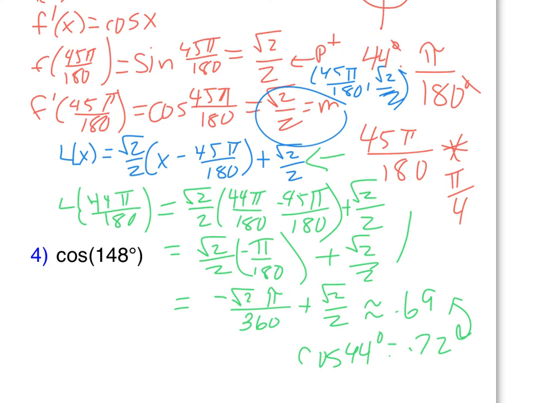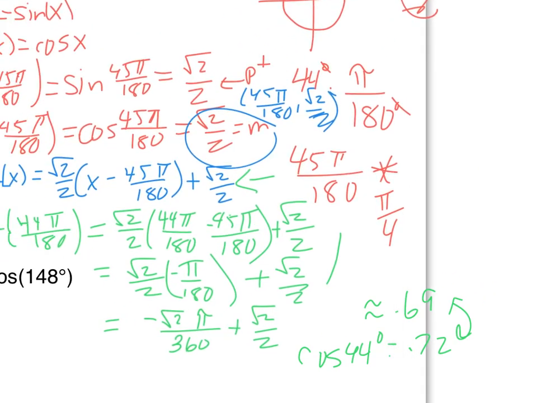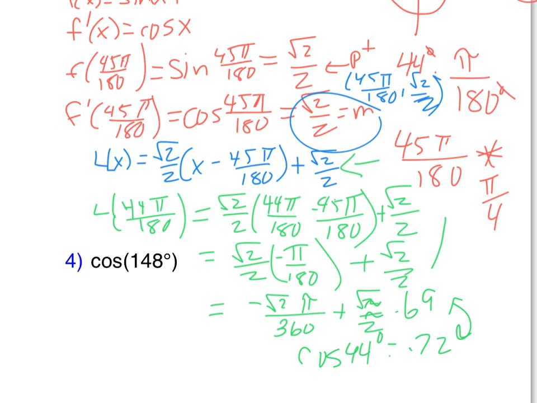I'd like you to try the rest of the paper. Just remember, you have to convert the degrees to radians. I highly suggest you leave them as a fraction over 180 so it's easy to subtract when you get to this step right here. It makes it really easy to subtract. And then you can leave your answer as fractions that are put together. So leaving your answer as this crazy fraction, negative root 2 pi over 360 plus root 2 over 2, that is just fine. You don't need to change it from there.